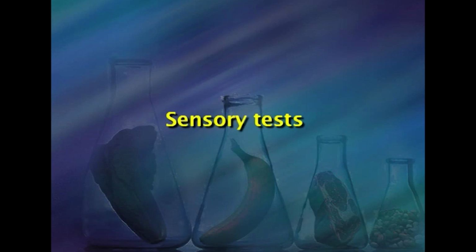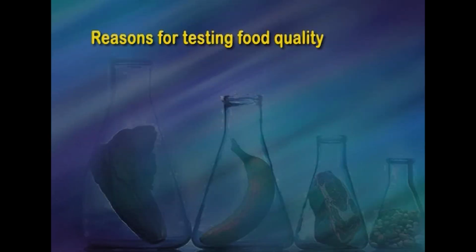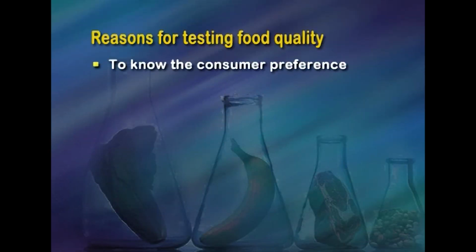Now we will see about the sensory tests. These tests are well integrated with the overall plan of development of the product. Reasons for testing food quality: to know the consumer preference. This helps the producer to discover which qualities need to be developed and emphasized. He should obtain a cross-section of all potential consumers.